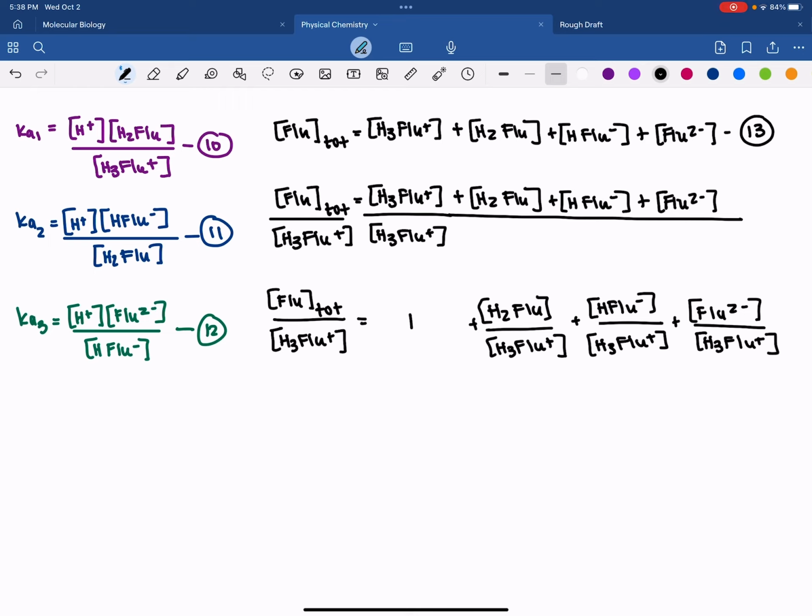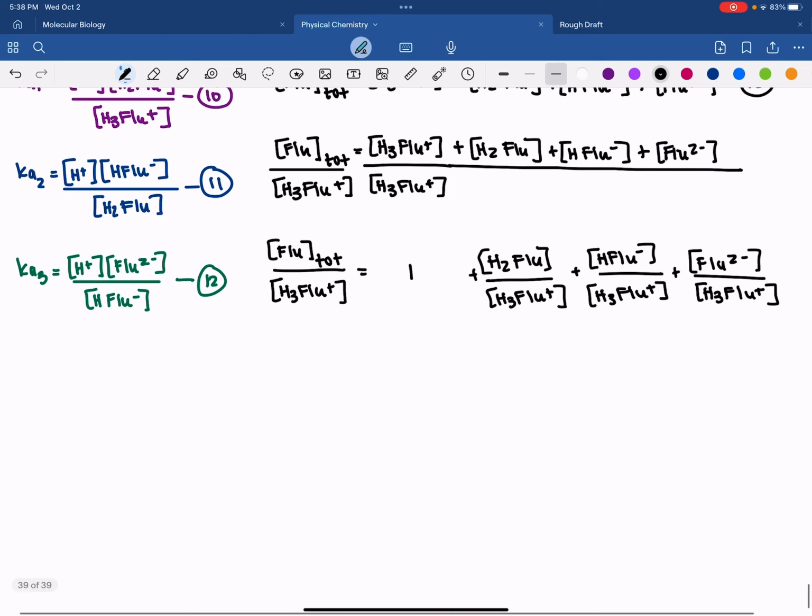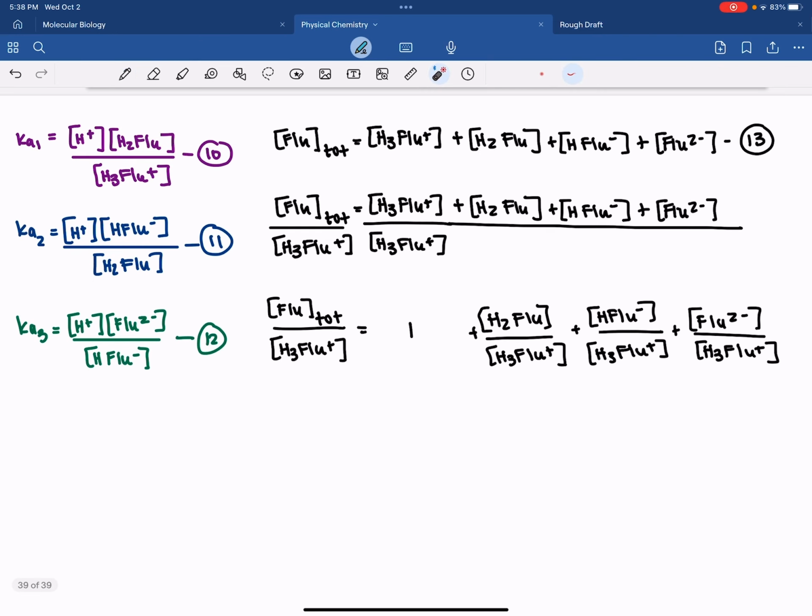We need to be able to reduce it down by using our 10, 11, and 12 equations. So a good example is this first one right here, H2Flu and H3Flu+. It's literally over here too, and we can sub it in, but we just have to get it by itself. And obviously to get it by itself, we would have to put the H+ under Ka.